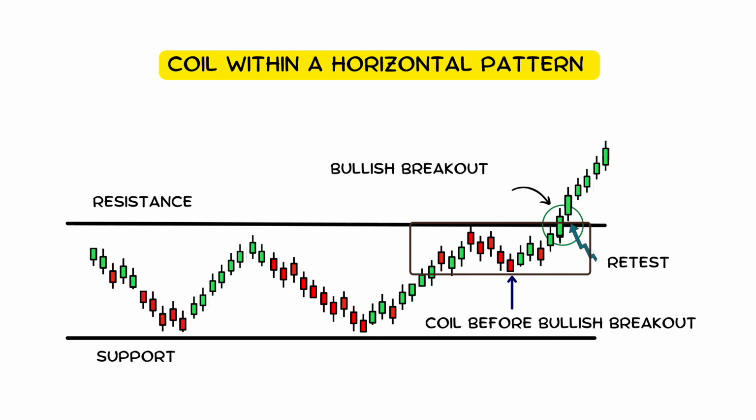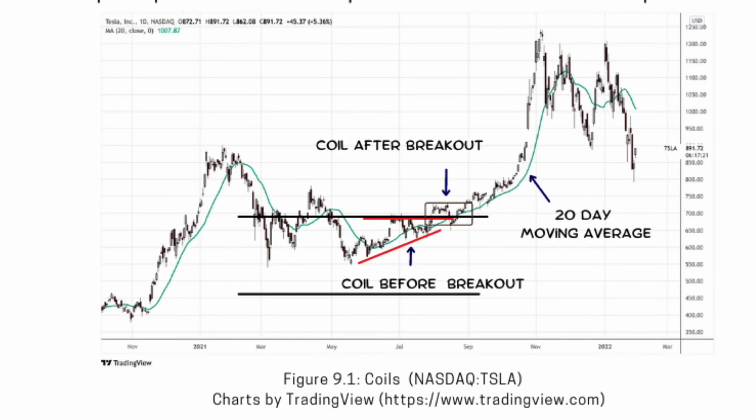COILs can form in a variety of chart patterns. In this example, we see price consolidating at the highs in a horizontal channel that resulted in a bullish breakout. In this next example, we see that price is consolidating within an ascending triangle, which is a bullish pattern. When price broke above that, it created a coil above the ascending triangle pattern. Here's an example of a breakout above an ascending triangle pattern where a coil formed right on top of the ascending triangle before continuing on its uptrend.